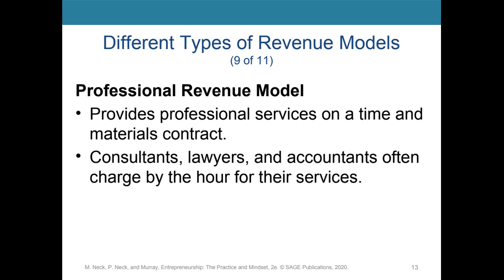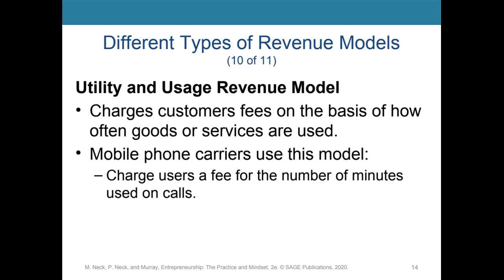The second last, if I'm not mistaken, utility and usage. This is simple: you pay as you use. Your mobile cell phone is probably the most popular one of these, but our dear friend Eskom, electricity, is also one. You pay per the amount that you use.